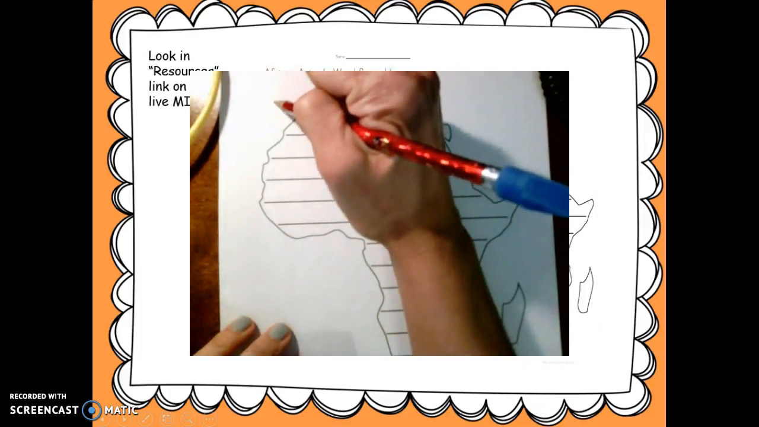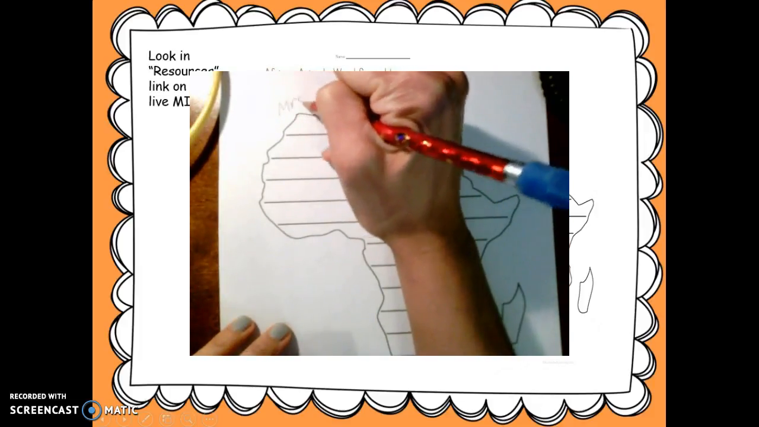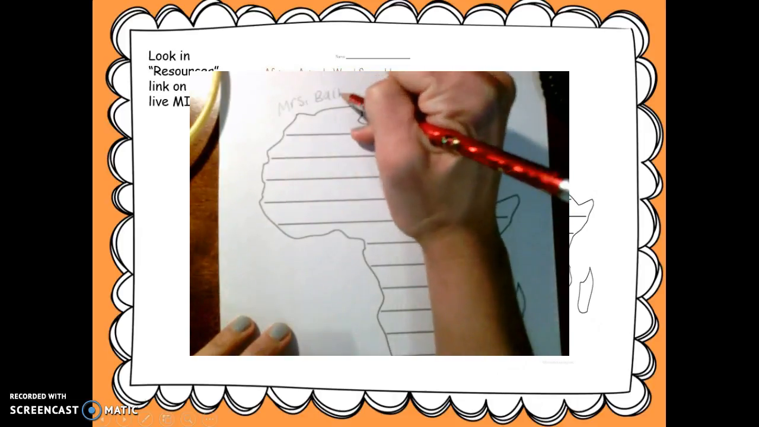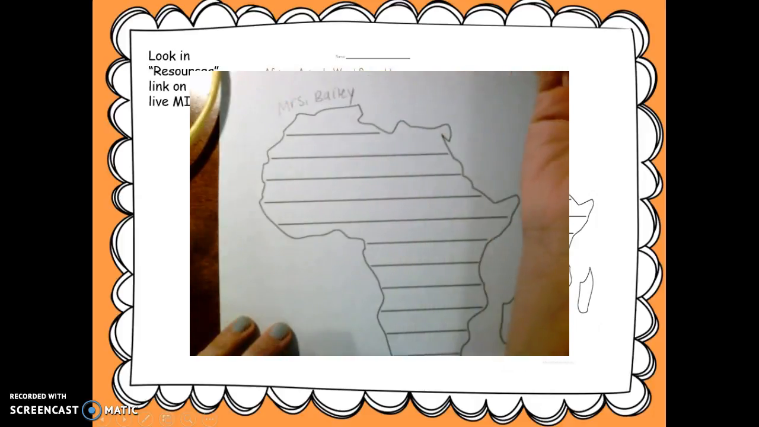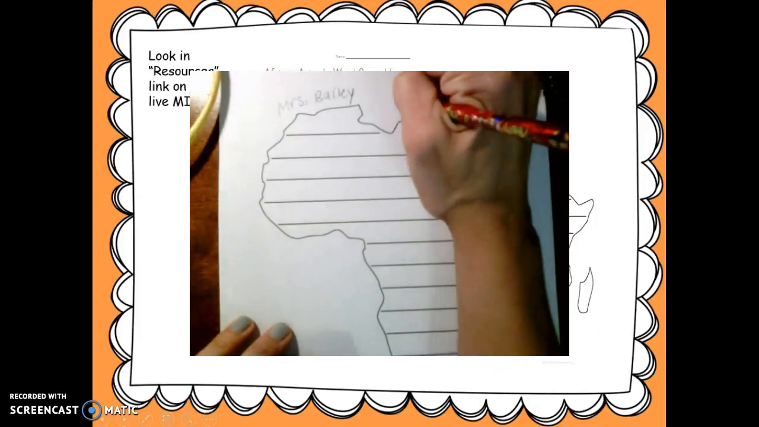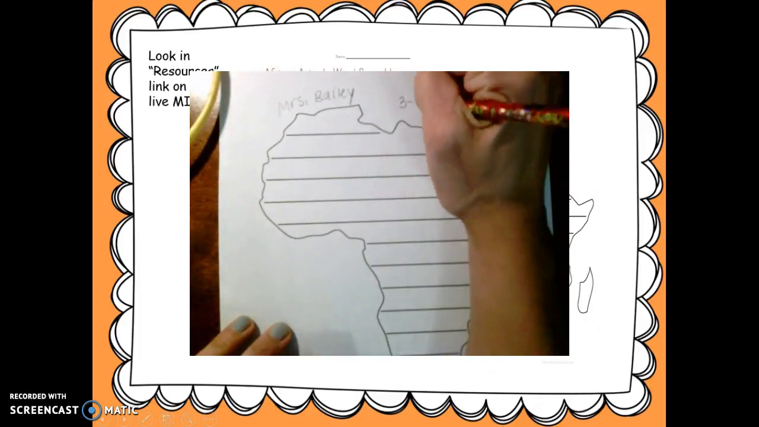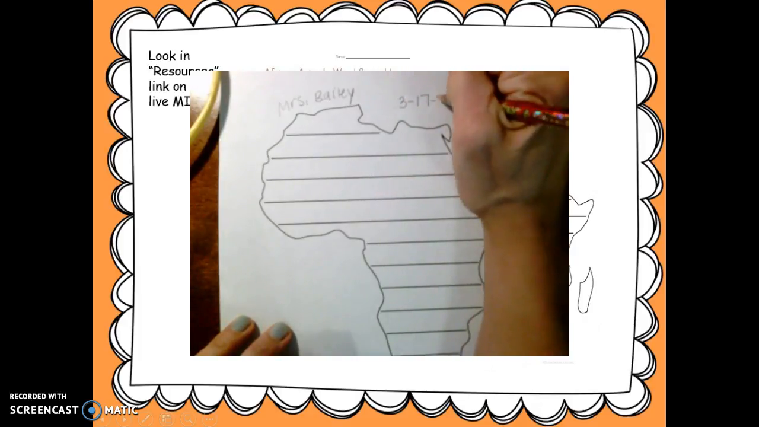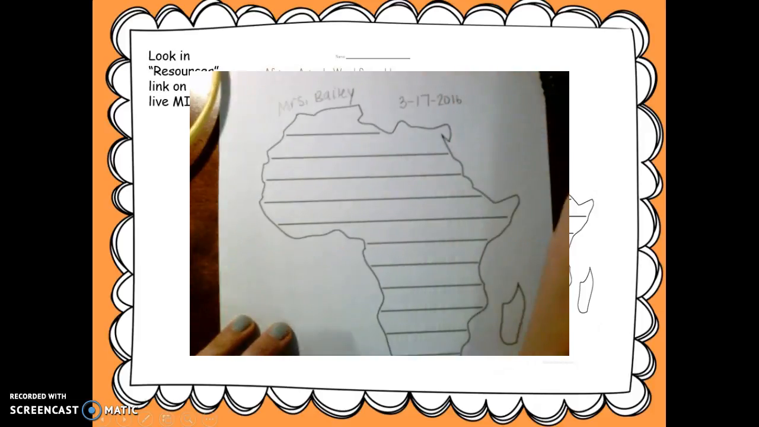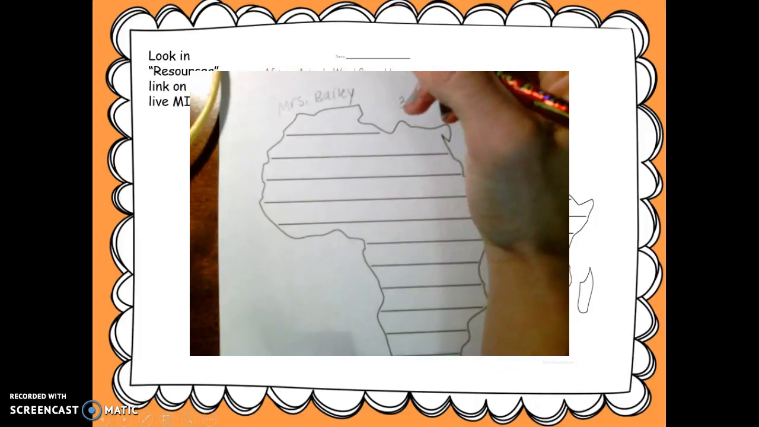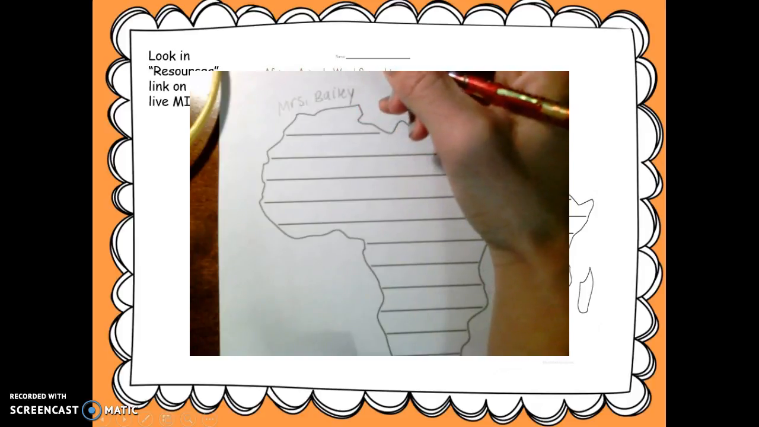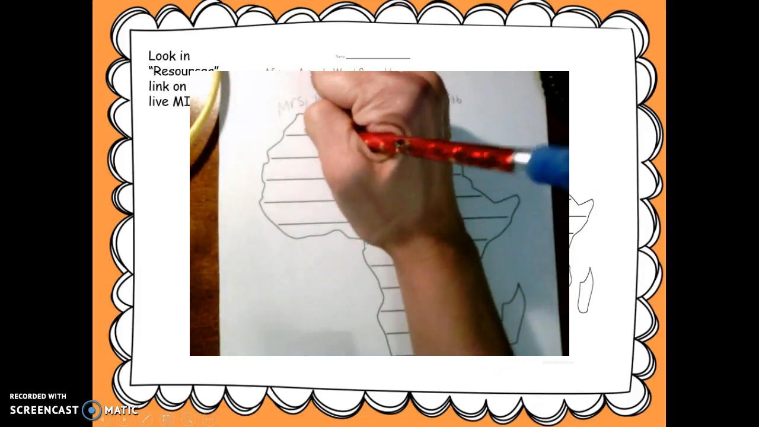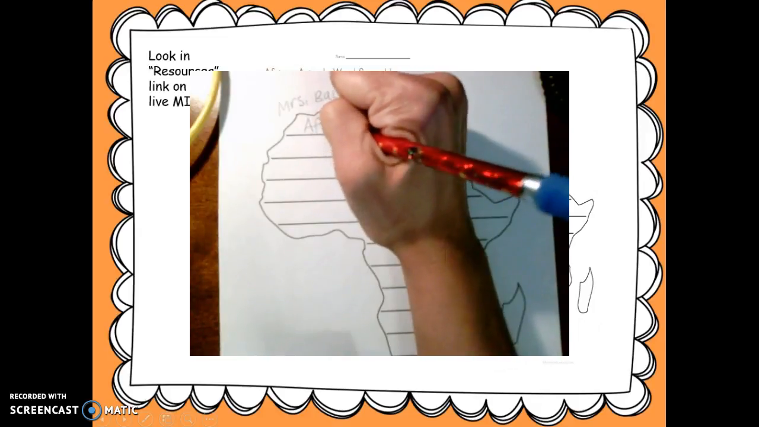So I'm going to put my name right here, Mrs. Bailey. And I've been working on writing with a capital letter followed by a lowercase. And then you could include the date. And today is 3/17/2016. And I'm going to start, you know what, I'm going to give this writing a title, just like a title of a book. And the title is going to be a capital letter because it's the name of my writing and it's also the name of the country, Africa.